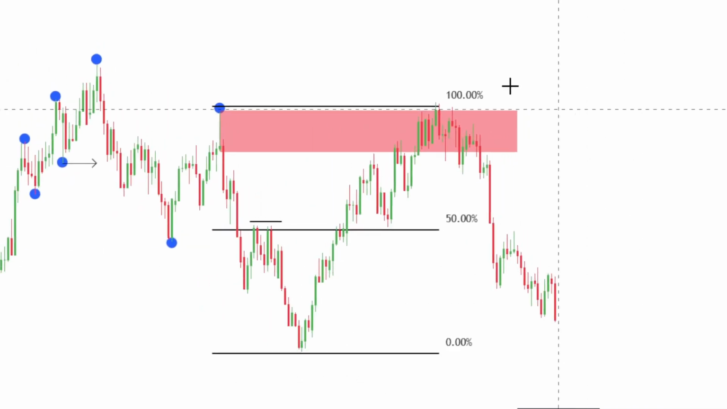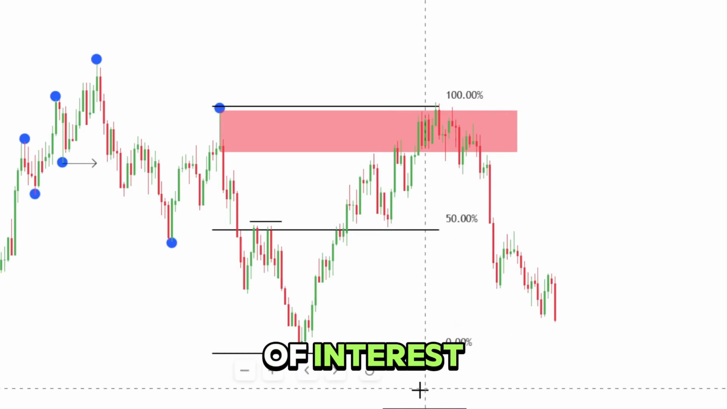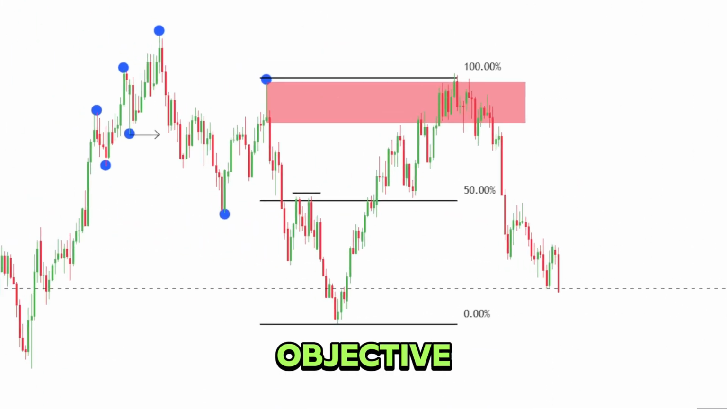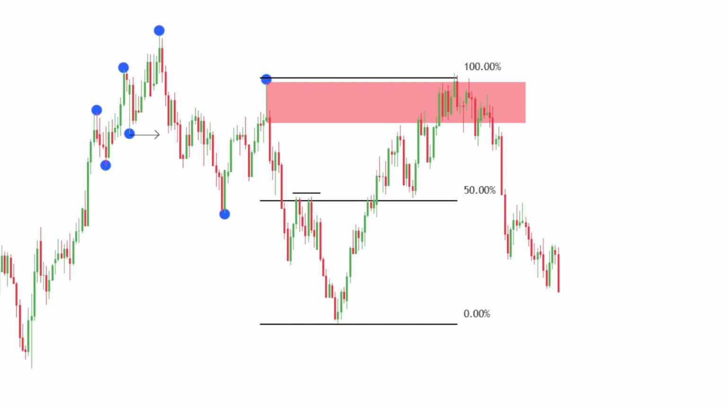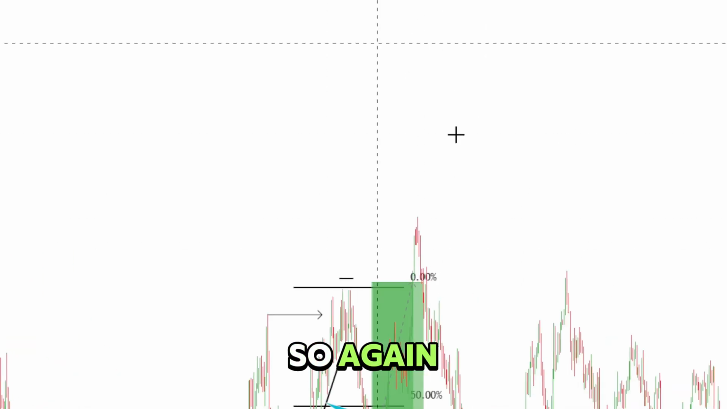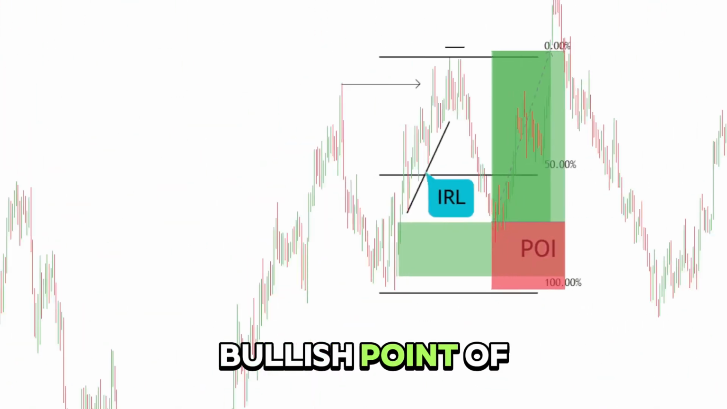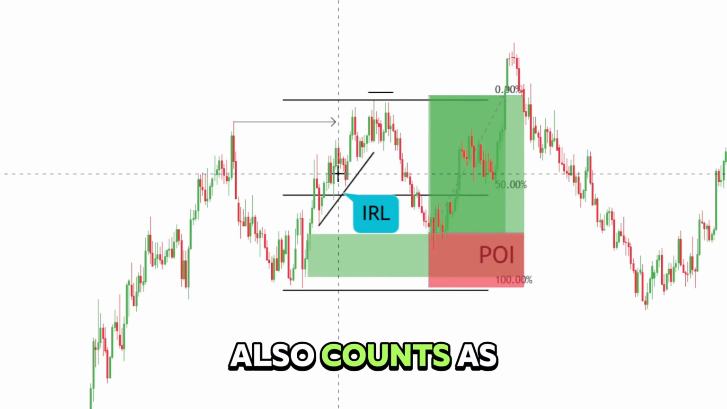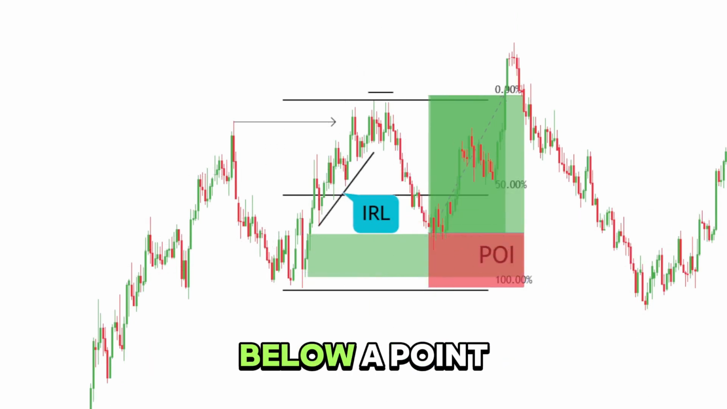So again, understanding bearish points of interest are just as powerful as bullish points of interest, right? So this is the main objective I wanted people to understand when it comes to understanding the overall point of interest selection, right? So again, we had a bullish point of interest over here. Internal range liquidity also counts as inducement, as it's just below a point of interest.